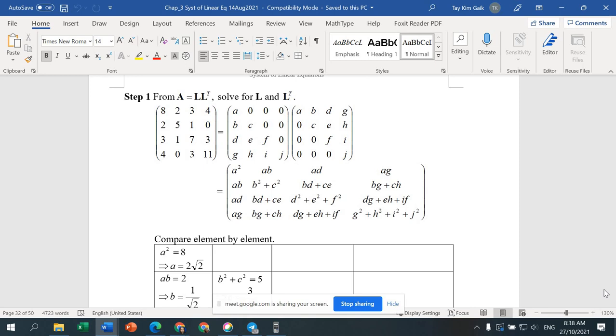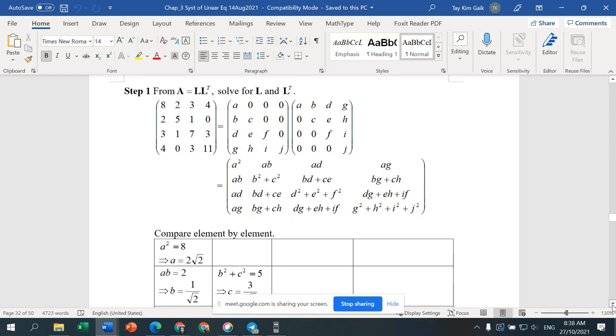If you have 5 by 5, it is the same concept. You can extend it up to n by n. It is only a matter of doing your matrix multiplication to find the L and U. That means you have to carefully multiply L and L transpose here, and then you obtain this one. And then you just compare. You have 4 by 4.